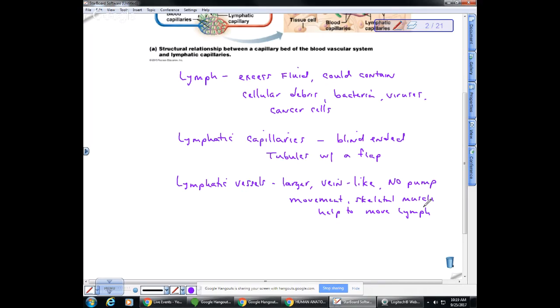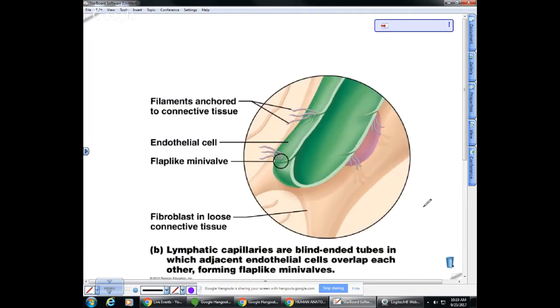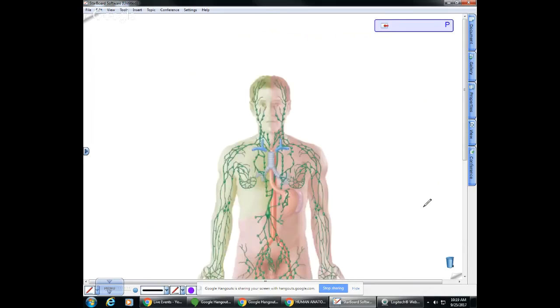Now, we'll start talking about lymphatic tissue. Actually, let's do this one first. Okay, so this is the diagram that I gave you.